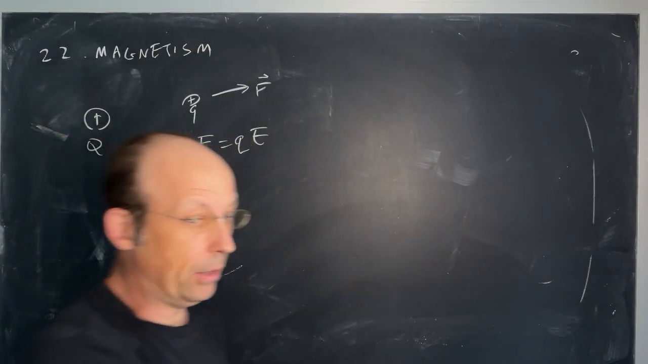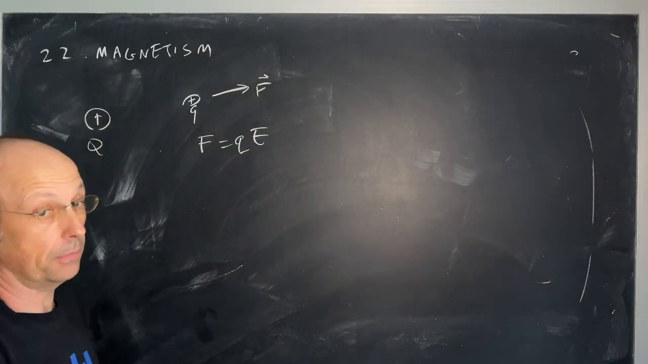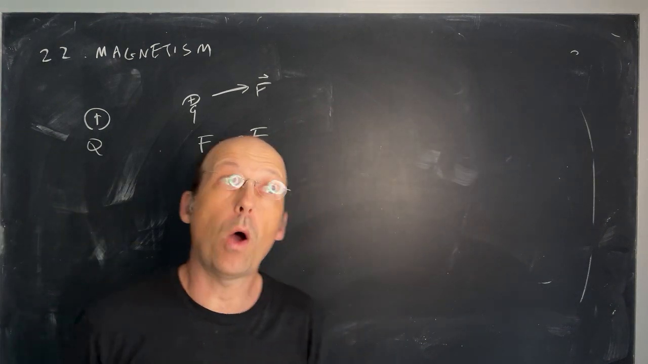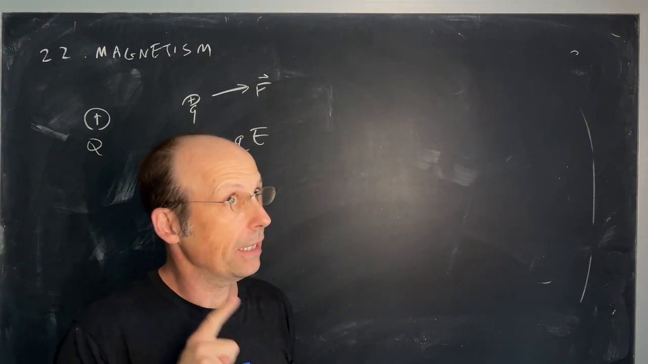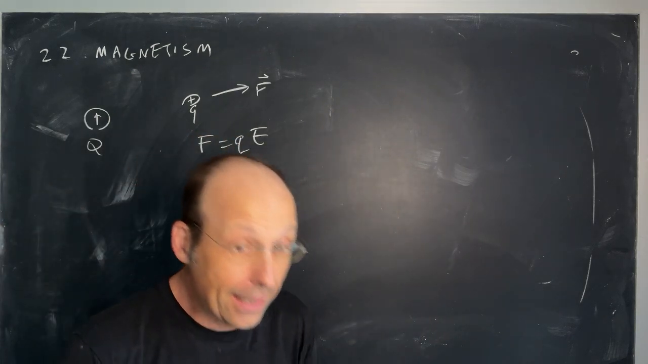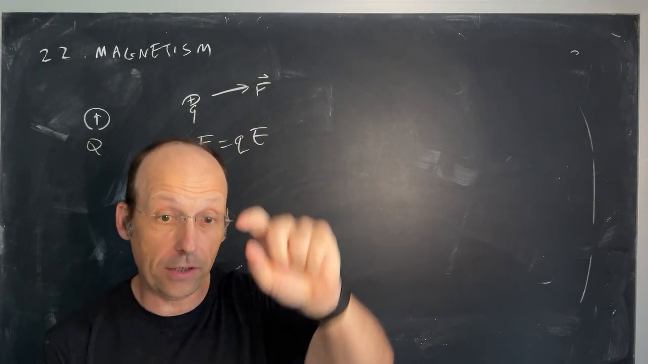Chapter 22, it's a big one, I'll tell you right now, magnetism. Let's take a step back and think about what we've done, most importantly, and how that relates to magnetism, and that's the electric field. For me, this course is about the electric field and the magnetic field.